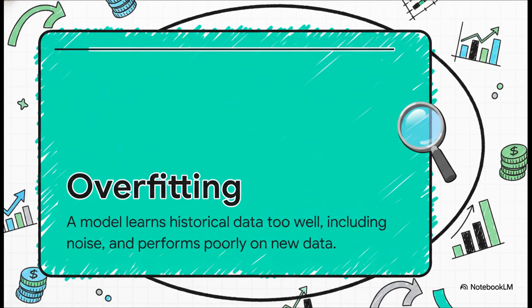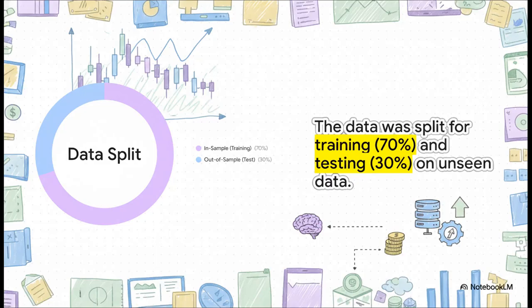An overfitted strategy looks incredible in the backtest, but completely falls apart the minute it sees new data it wasn't designed for. So how do you actually check for that? Well, the method used here was to split the data.